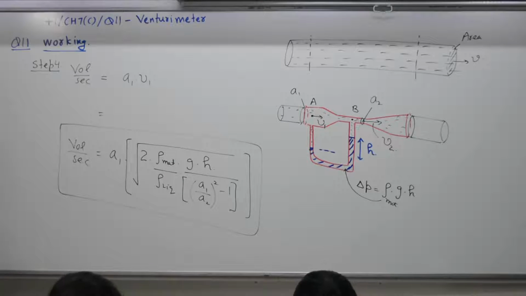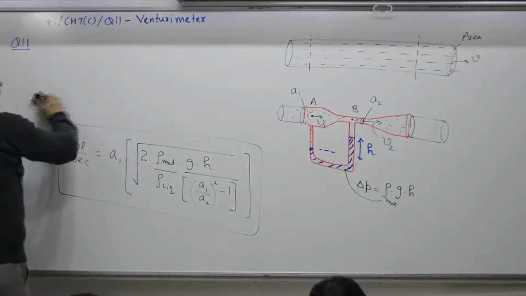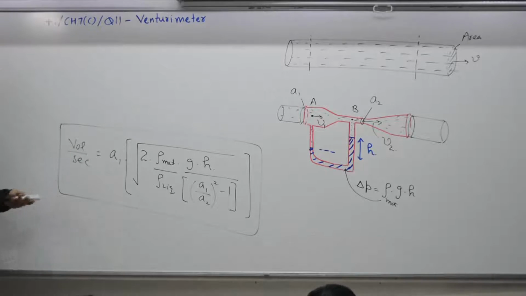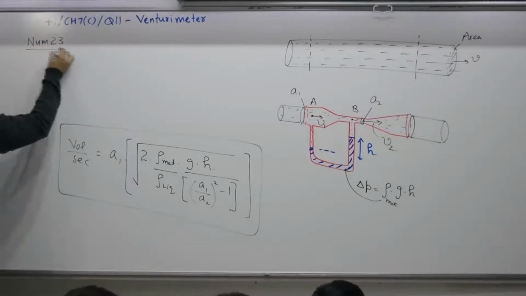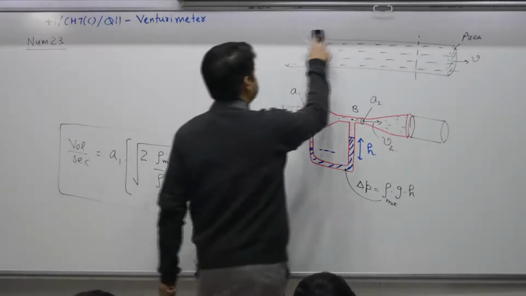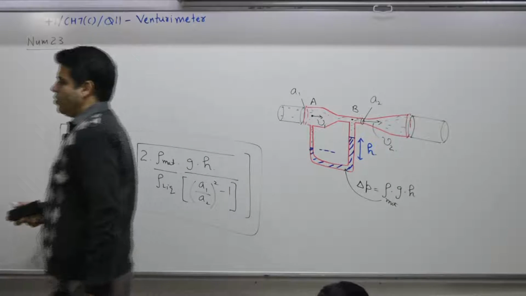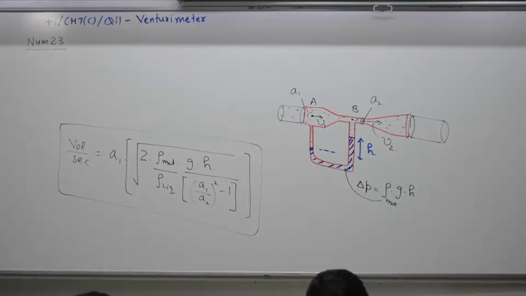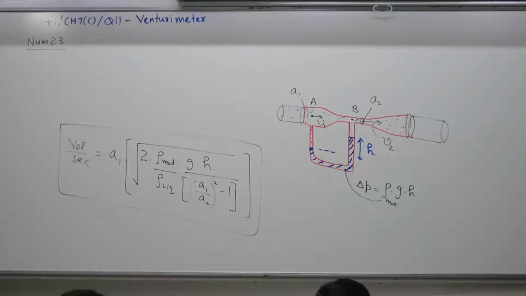Numerical number 23. Numerical number 23 is: a Venturimeter is connected to 2 points in mains where its radii are 20 centimeter and 10 centimeter respectively, and the levels of water column in the tubes differ by 10 centimeters. How much water flows through the pipe per minute?